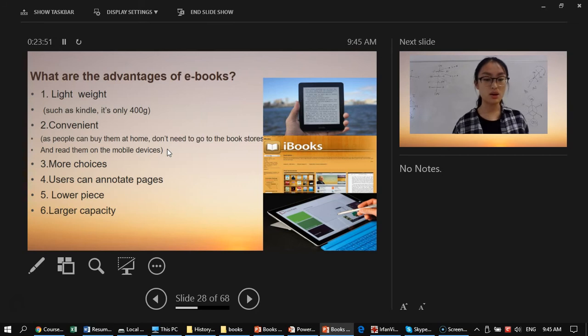And then let's talk about the third, more choice. For example, in a bookstore, your choice is determined by the bookstore, because the bookstore may not have the book you want. But if it is in the online store, it will be different, because you can search on the internet. Internet is amazing. It's easy to find the book you want. So this is the reason why you have more choice when you use ebooks.